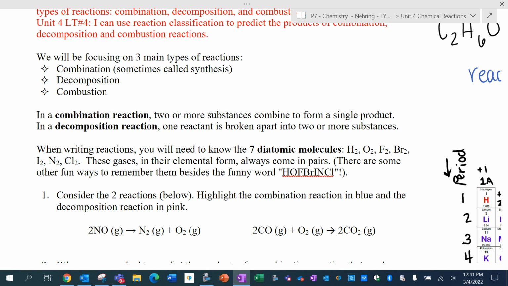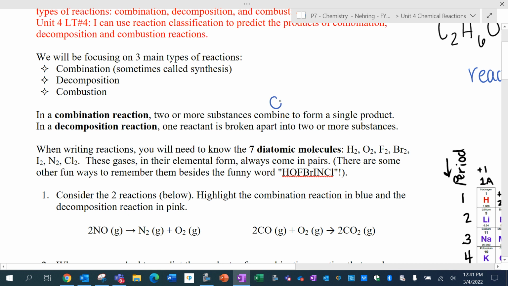I tend to like to visualize a combination reaction as two things combining to form one thing. Decomposition is one thing breaking apart to form two or more different substances. So they're kind of opposites of each other.